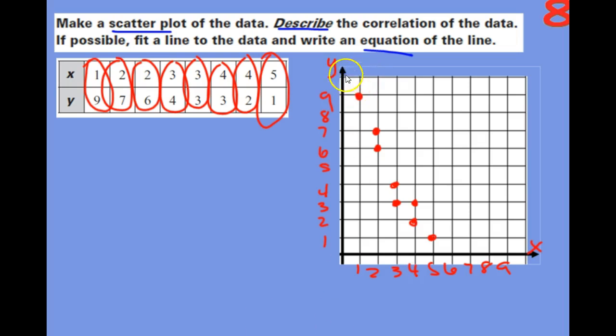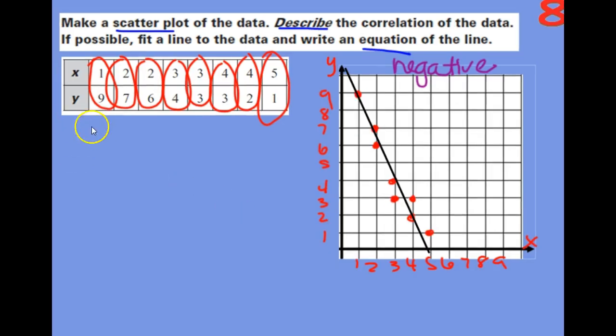Describe the correlation. If I put a line through here, some above, some below, maybe about like that. I would say that from left to right, our slope is negative. Our correlation is a negative correlation. And then we need to write a line of best fit. So our equation is going to be in the form y equals mx plus b. So let's first find our slope. In order to find our slope, we need 2 points that are on the line.